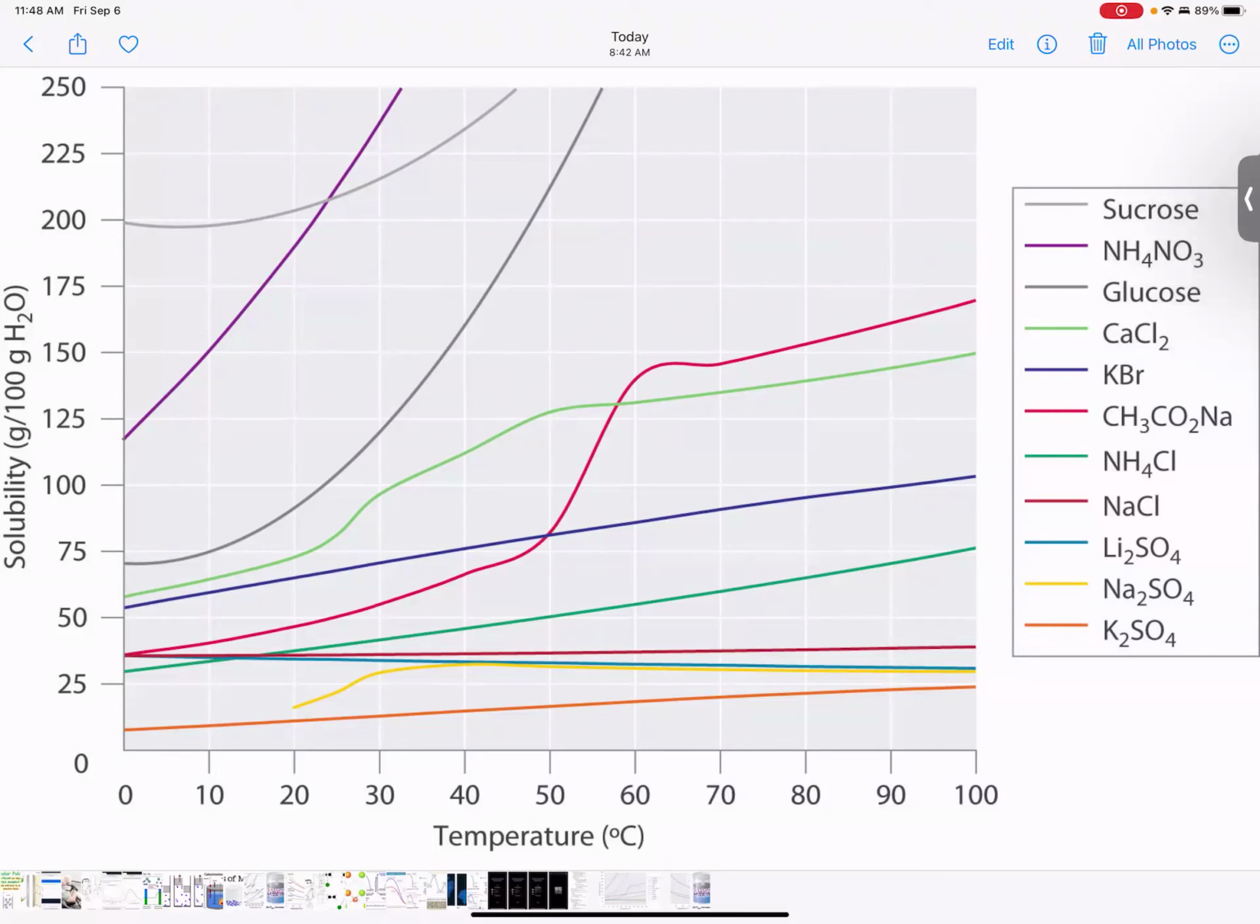So 300 grams, and I'm looking at 20 degrees Celsius. 300 is way up there. And it is supersaturated.